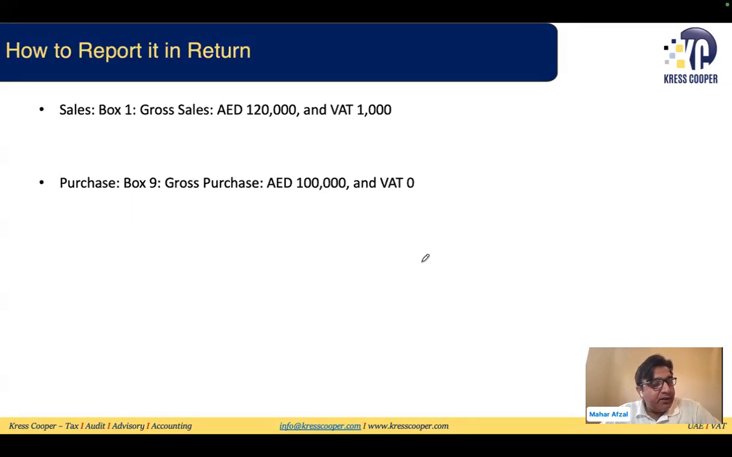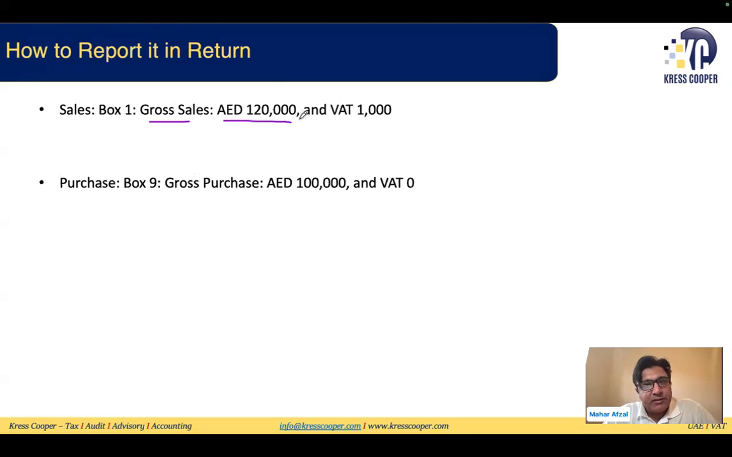How to report it in the return? Gross sales, we need to report in box number 1. Box number 1 needs to report 120,000. And what should the VAT be? VAT is 1,000. Just one important point, apologies for this. So how do you report it in the return?